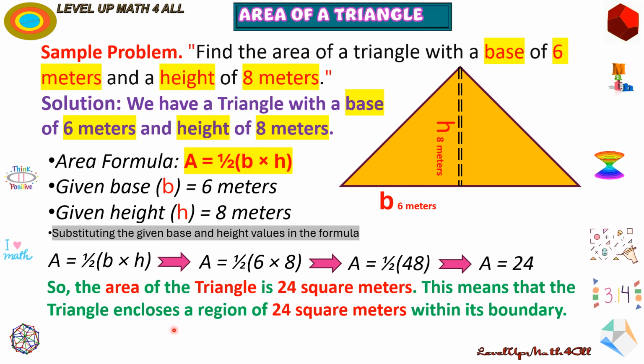That means the triangle encloses a region of 24 square meters within its boundaries. The boundaries are angle, another angle, and another angle. There are three different angles, angle 1, angle 2, angle 3. So overall, here you see we have a question which we got.